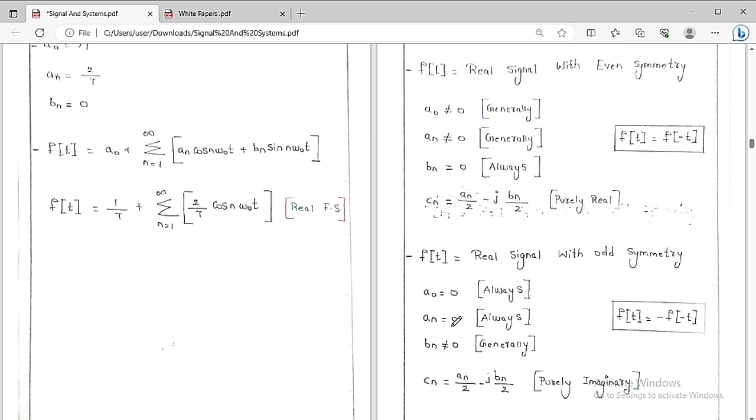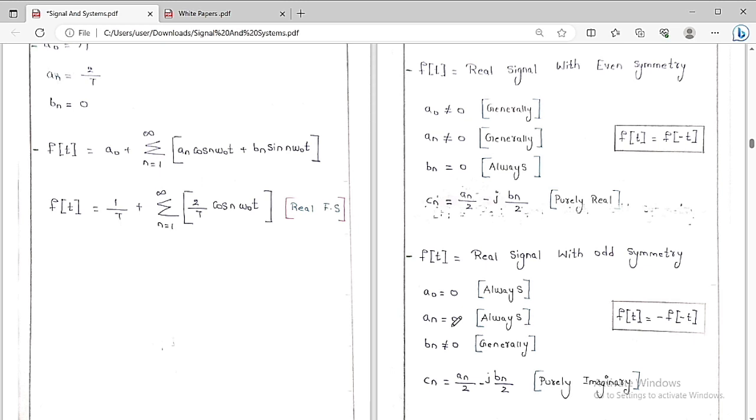And a n is nothing but 2 by T integration over the T f of t cos n omega naught t dt. As f of t is an odd signal and cos is an even signal, multiplication of odd and even is nothing but odd. So integration over one complete time period for an odd signal, we are going to get its value equal to 0. So a n is equal to 0 always.